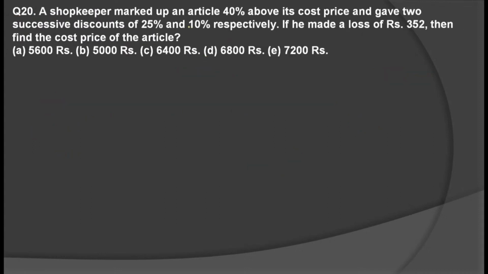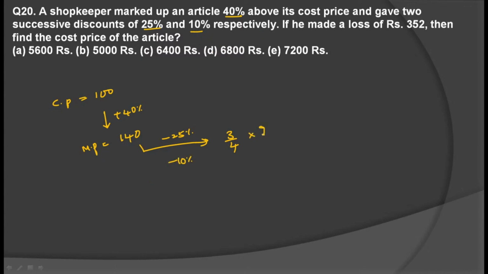The shopkeeper marks up his article 40% above cost price. Guys, let's just take cost price as 100. Now it increases by 40%. Now any cost price that rises becomes my marked price. It increases by 40%, which means now the value becomes 140. And he gives two successive discounts of 25% and 10%. Here the first discount is 25%, which means the value becomes 3 by 4th of the given value. Again, they gave a 10% discount. The second discount is equal to 10%. Now the value becomes 9 by 10. So it's the selling price.